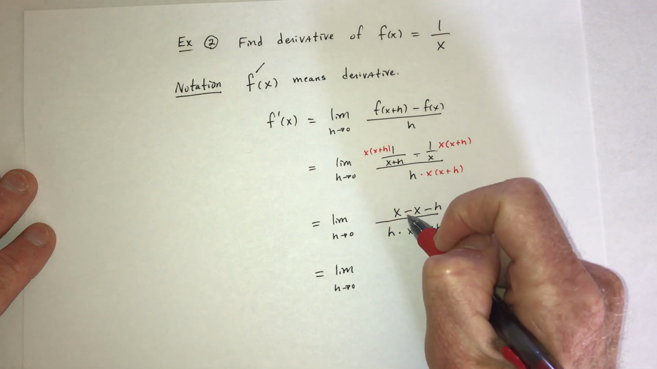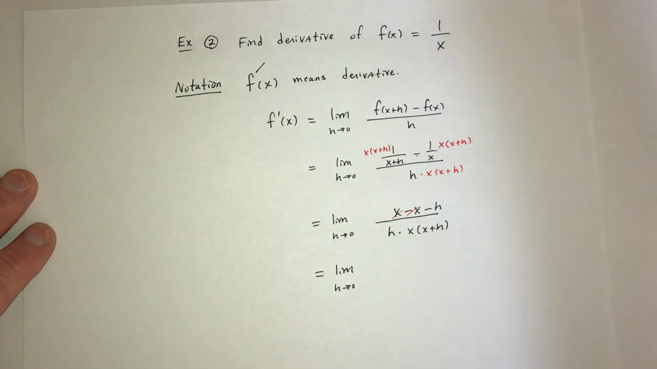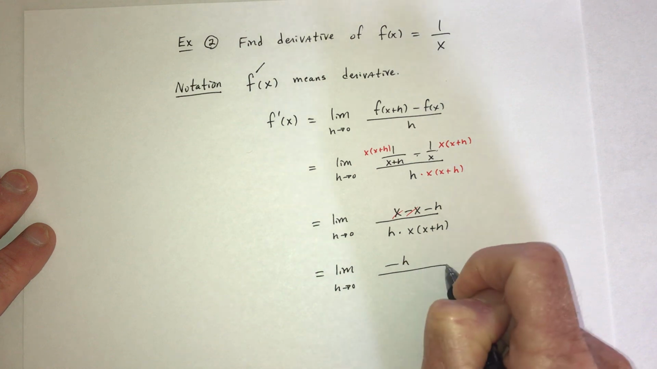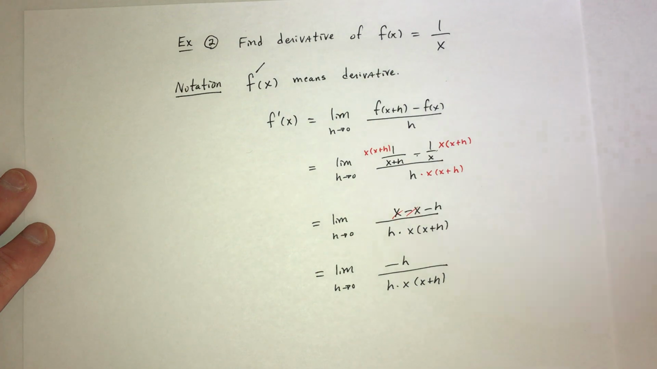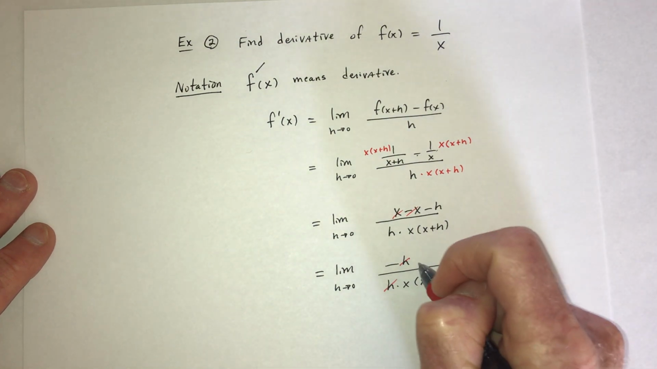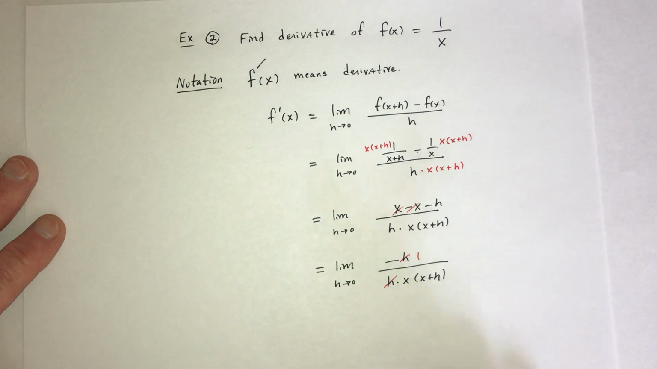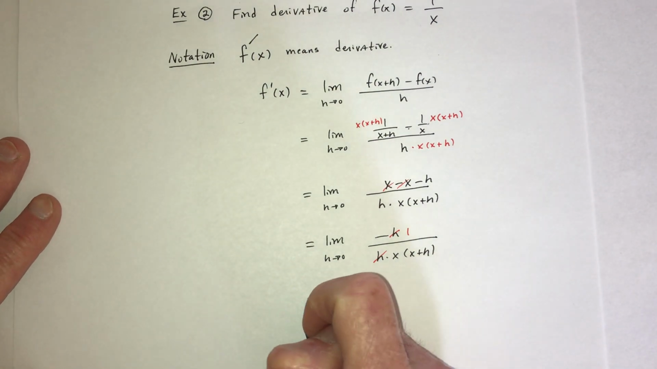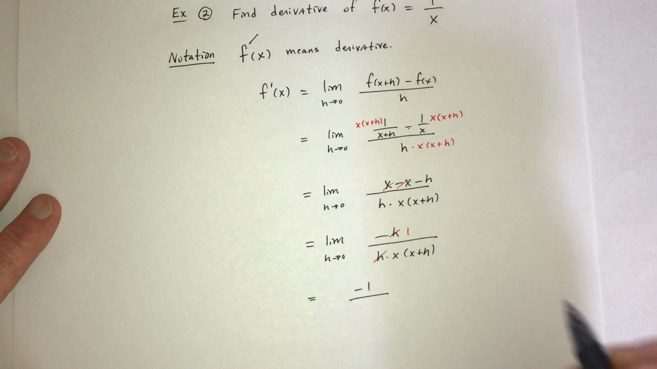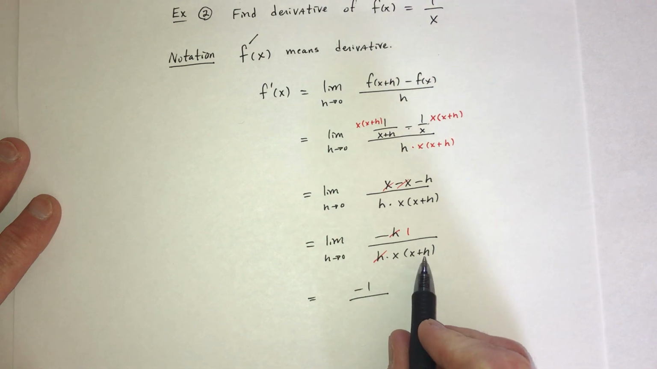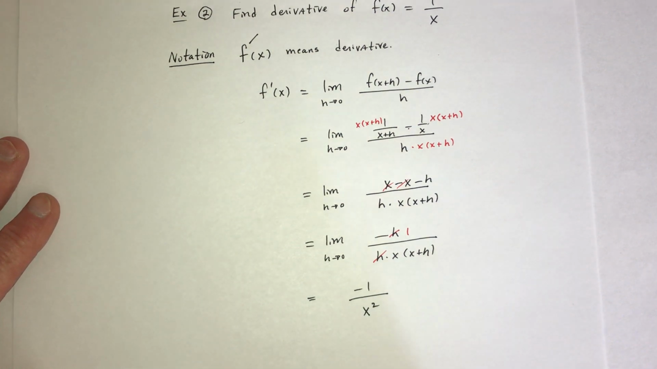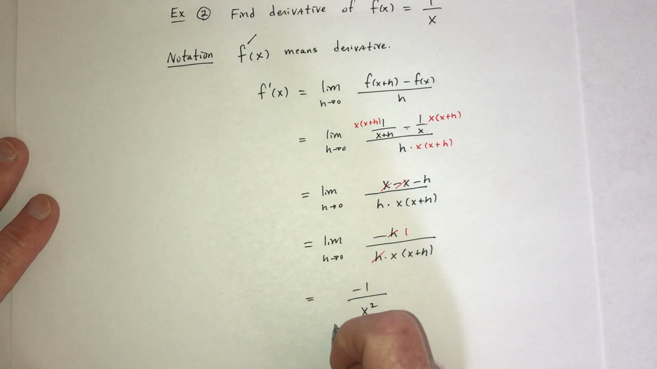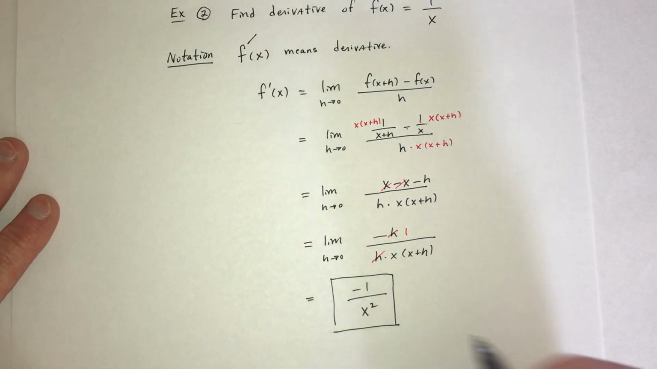So then the red pen says that these are going to cancel, so what it leaves is a negative h on top, and then h and x plus h on the bottom. Next, have these h's cancel, so it leaves just negative 1 on the top. And then h can become a 0, which means this is x plus 0, or just x. And then times that x means that the denominator has x squared. So that is the derivative.